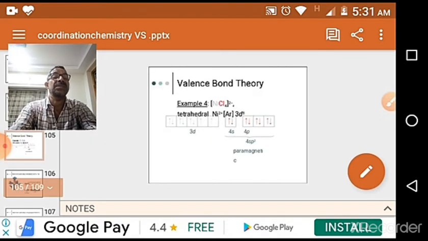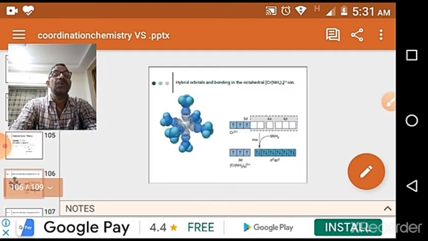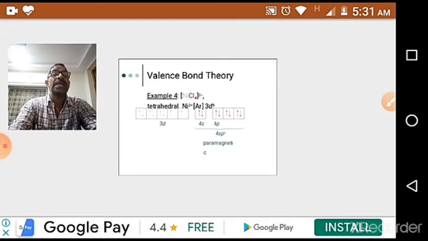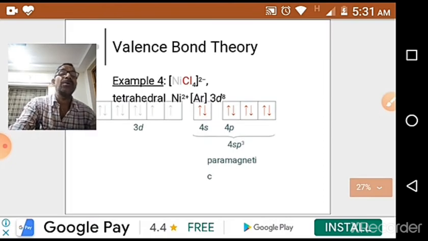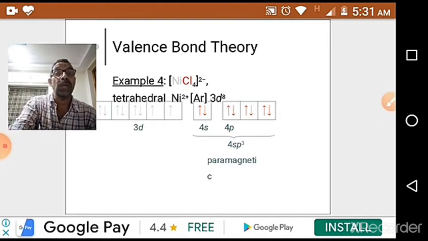We'll discuss tetrahedral first. You take this one as an example. What is the compound? It's a complex ion. The name of the compound is tetrachloronickelate(II) ion. I repeat, tetrachlorido nickelate(II) ion.